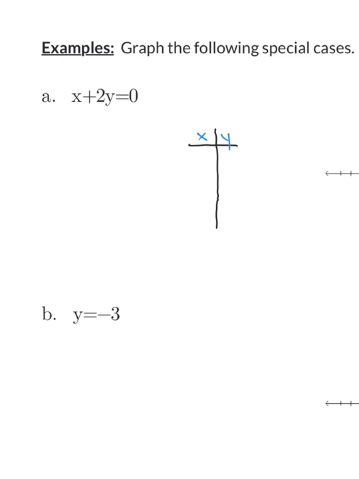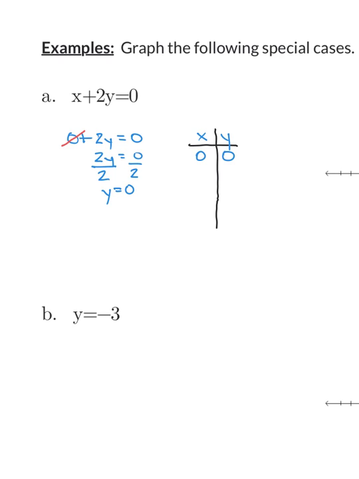And for this one, let's start by plugging in 0 for x. If I plug in 0 for x, I get 0 plus 2y equals 0. My x term goes away and I am left with 2y equals 0. From there, we can go ahead and divide both sides by 2. We get y equals 0.